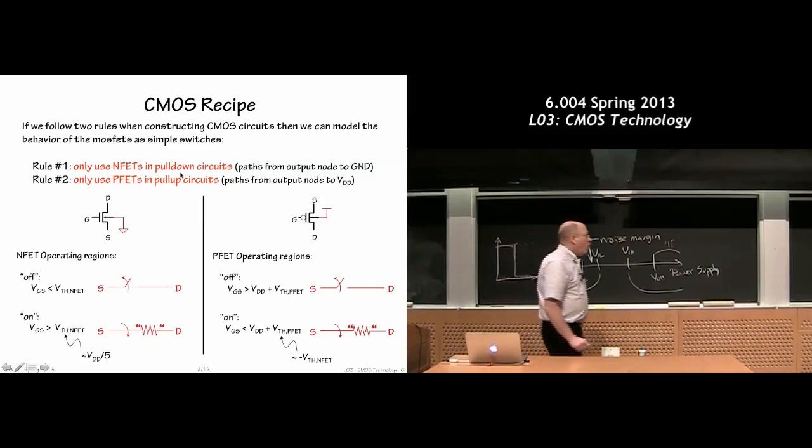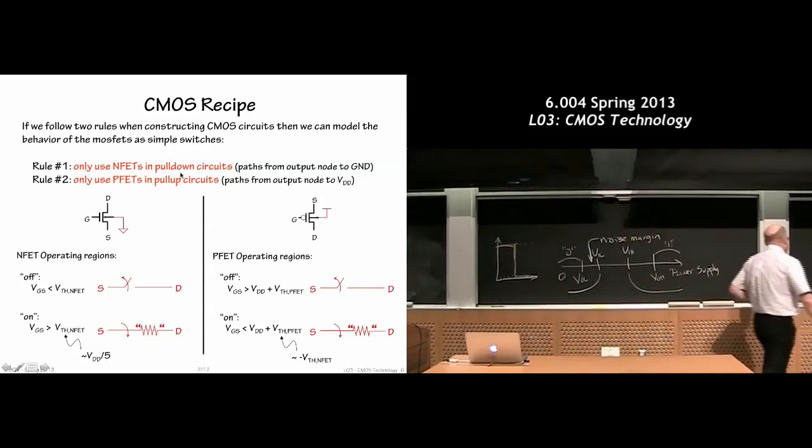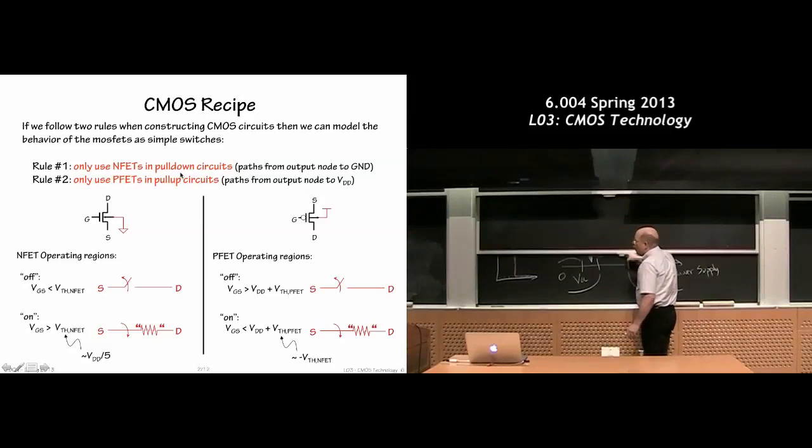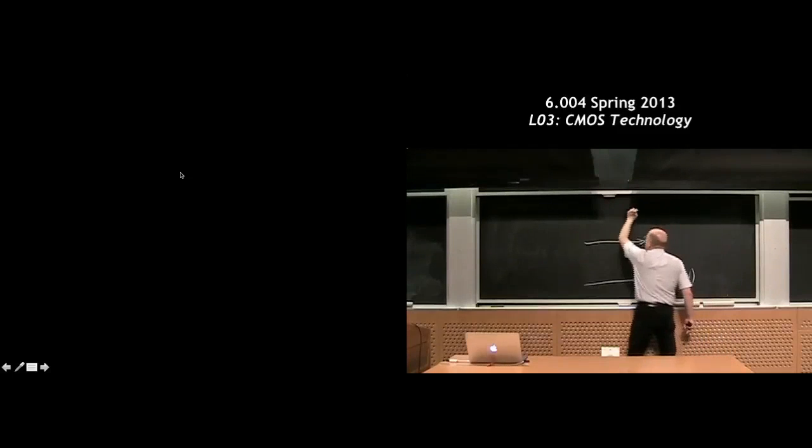Okay, so what we're going to do is build logic gates according to the following formula. We're going to have the output node of the logic gate. So here we have an output node. And then down here we have a ground node. So this is the source of 0 volts. Think of this as the 0 volt power supply. And up here we have the power supply node, which we're going to call VDD.